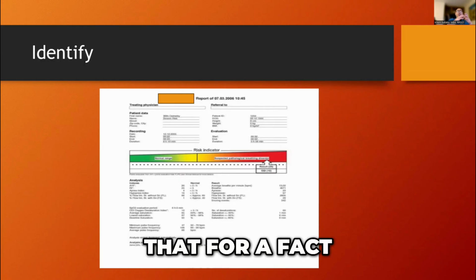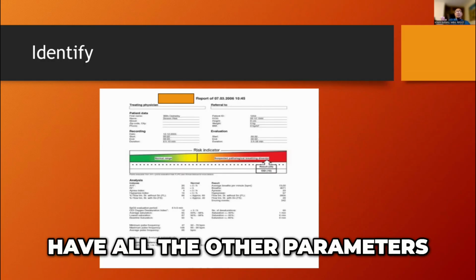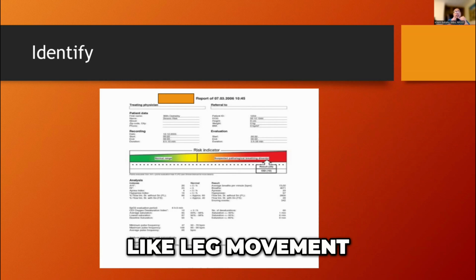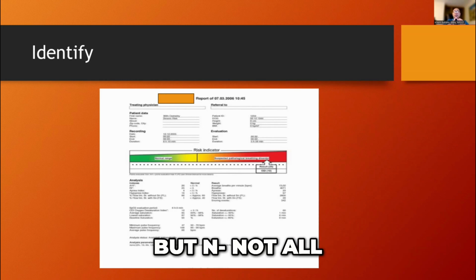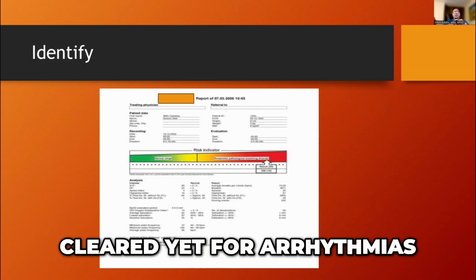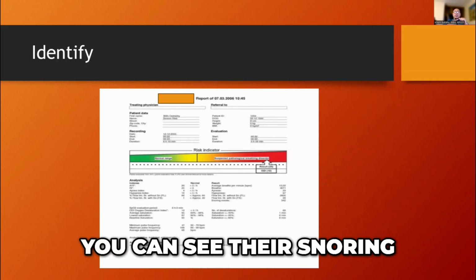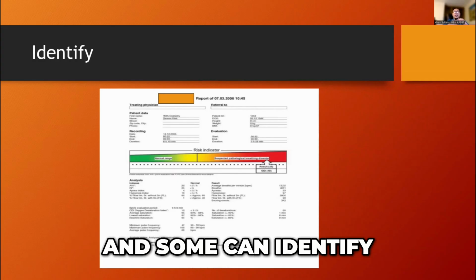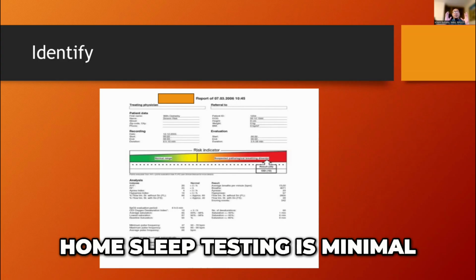And you know that for a fact because usually they won't have all the other parameters, particularly leg movement, periodic limb movements. Arrhythmias they can show, but not all home sleep testing devices are cleared yet for arrhythmias. But you can see their pulse, you can see their flow pattern, you can see their snoring, and some can identify central versus obstructive sleep apnea. So the report for home sleep testing is minimal.